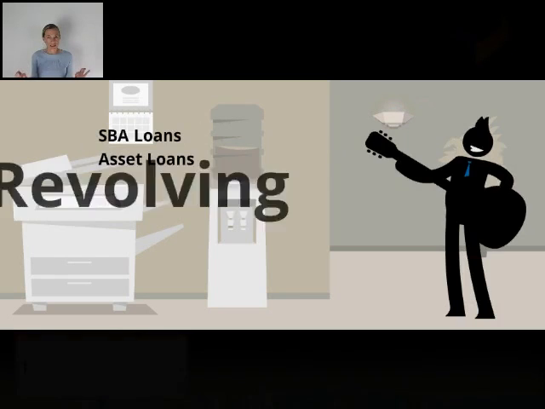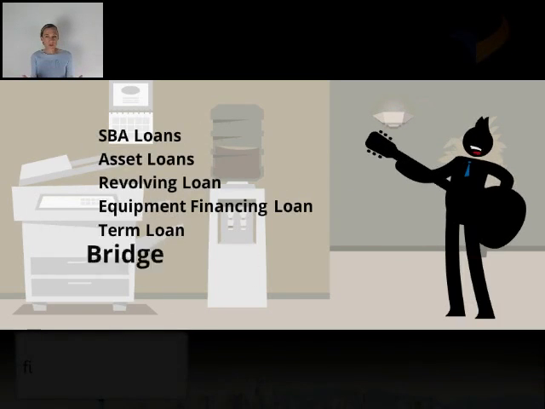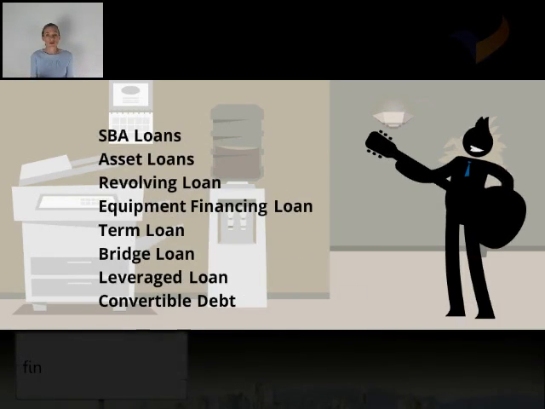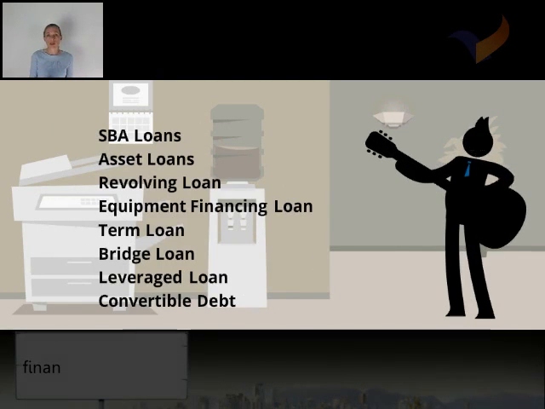Okay, this is not an exhaustive list. This is just a list of typical loan types. The truth is, if there's a structure that works for a company, there is probably someone willing to make a loan of that type. But these are common, and I hope this helps.